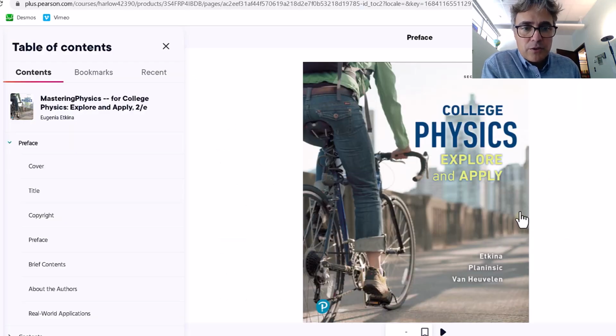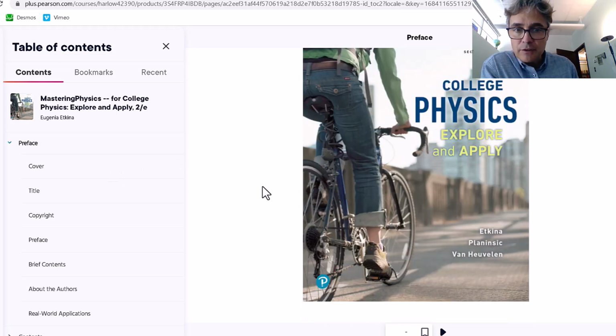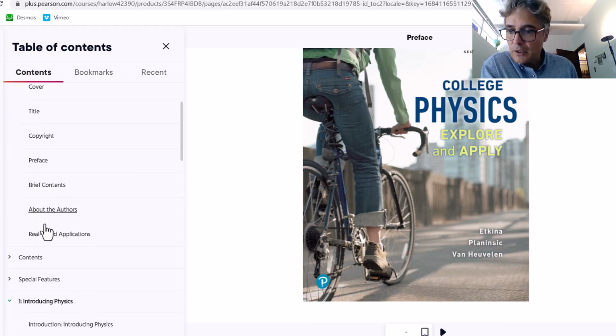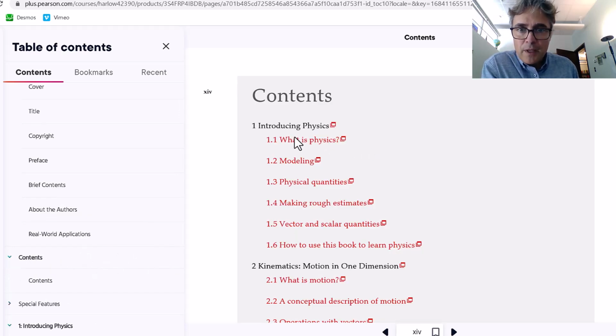All of the reading in this course is from College Physics, 2nd edition, Explore and Apply by Etkina, Planinsic, and Van Heuvelen. That's the cover. There's contents, you can sort of see it. And today's reading is from chapter 1, Introducing Physics, and just the first section. So let's take a look at that.